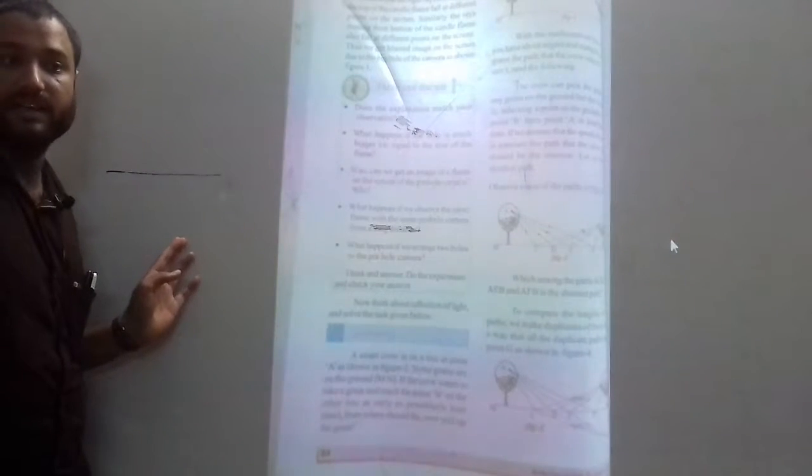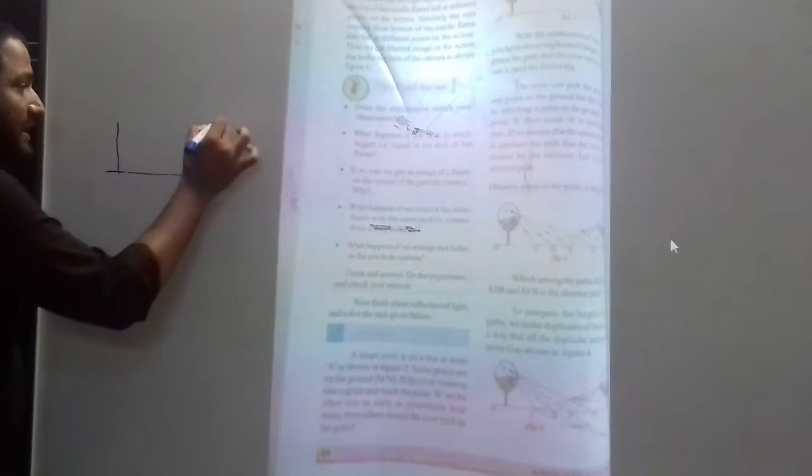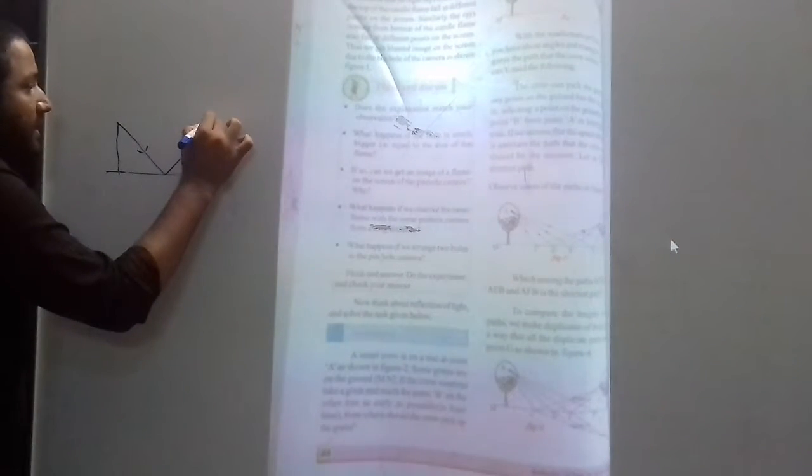Now clear with this crow activity. Now what I'll do is, see, there is a tree A and there is also a tree B. The crow should hit the ground like this and should reach the tree B. It should reach the tree B.